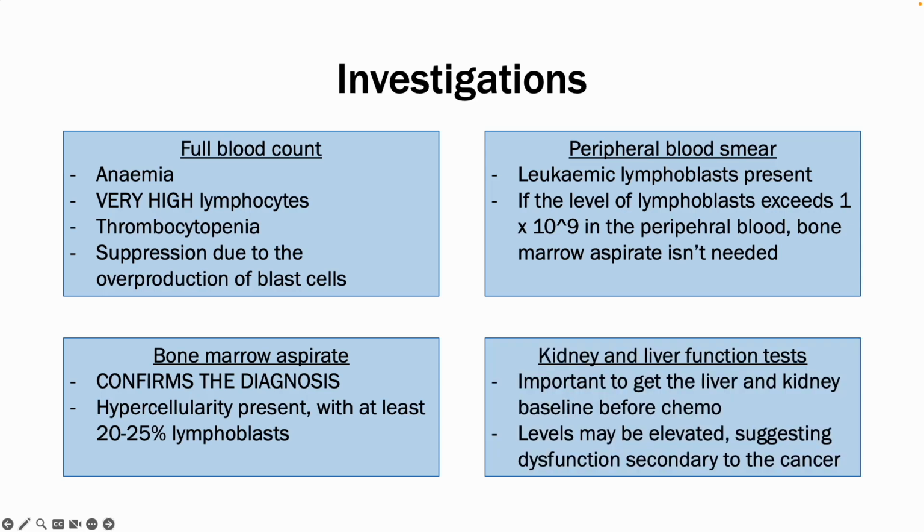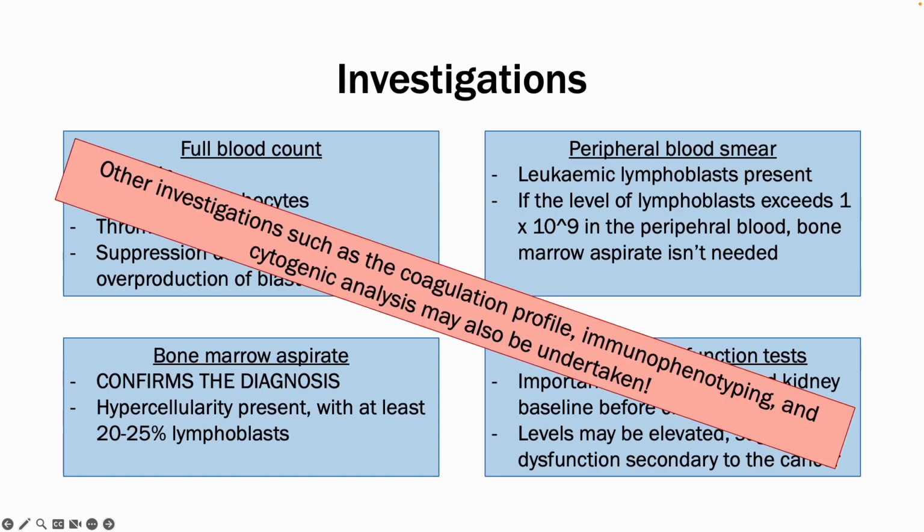You can also perform kidney and liver function tests to get a baseline before starting the patient on chemotherapy. The levels may be elevated, and that could be due to dysfunction related to the ALL itself. There are other investigations such as the coagulation profile or immunophenotyping, as well as cytogenetic analysis that may be undertaken to see what kind of ALL the patient is presenting with, as there are new therapies that can target specific alterations and mutations, which is why this may be undertaken.